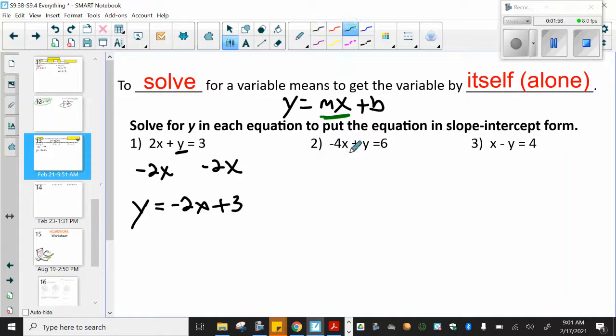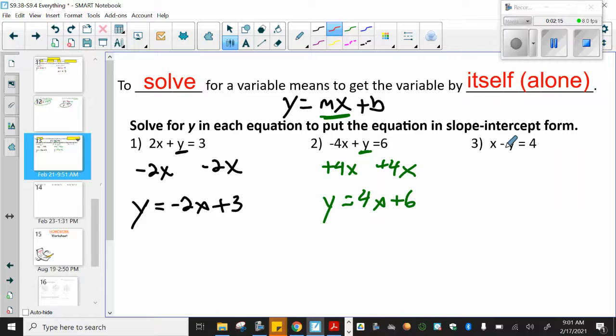Okay? Next, same thing. Look, the y is in the right spot. So I'm going to add 4x and add 4x. It's going to give me y equals 4x plus 6. Same following rule, right? It was just 6. Now it's plus 6.